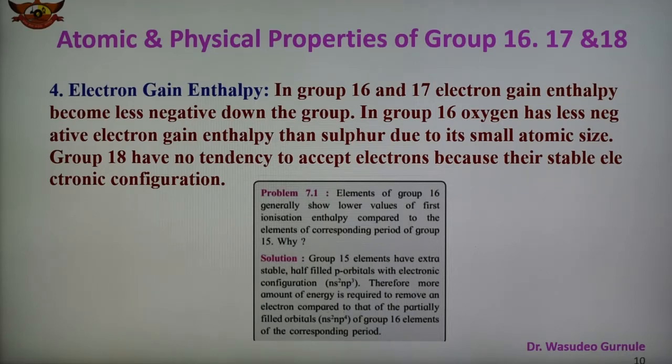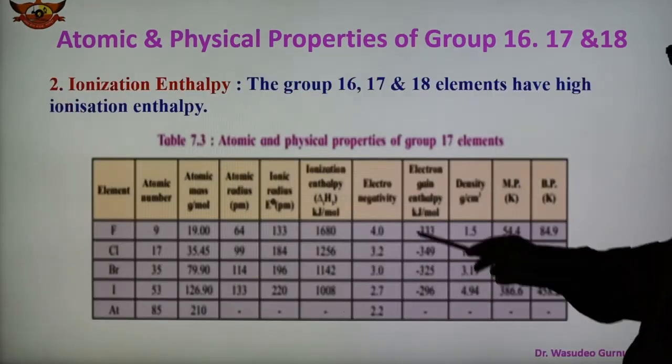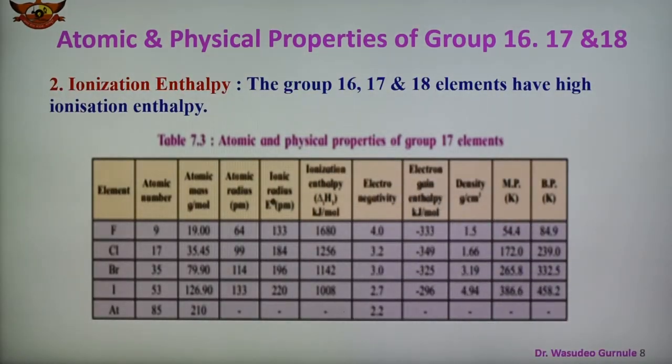And group 18 elements, the noble gases, have no tendency to accept an electron because of their stable electronic configuration, that is ns2 np6. All the orbitals are completely filled, and they have a large positive electron gain enthalpy. So this is the fourth property, electron gain enthalpy, and the values are also shown in the table. In case of all three groups, electron gain enthalpy decreases, as shown.